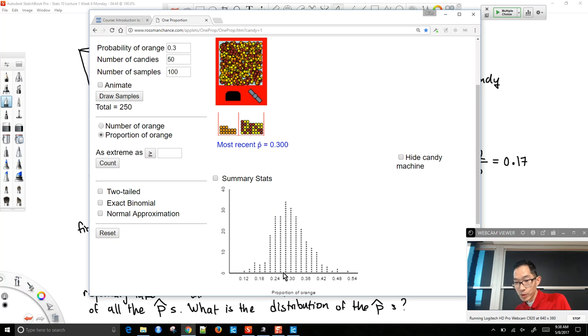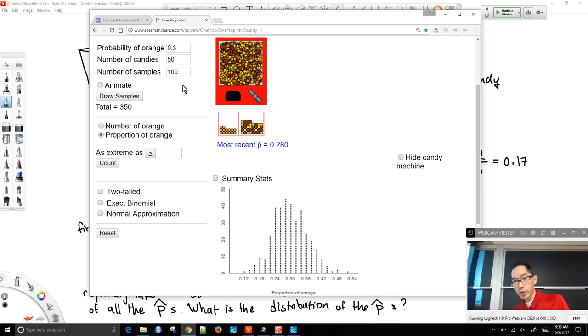30%, 32%, 28%, those appear quite frequently because we've specified that in the entire population, 30% are orange. So it makes sense that when we draw random samples, most of the time we're getting something close to 30%. But because it's random, we can get higher than 30%, we can get lower than 30%. So because of the random nature, sometimes we've seen as low as 12 or as high as 50%.